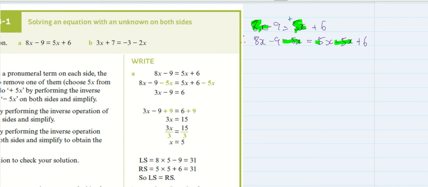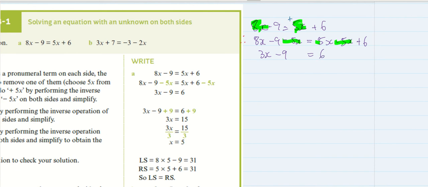Now let's look at what we've said. 8x take 5x is 3x. Now 3x take 9 equals 6 on the other side. I don't even need to put the positive in front of the 6.